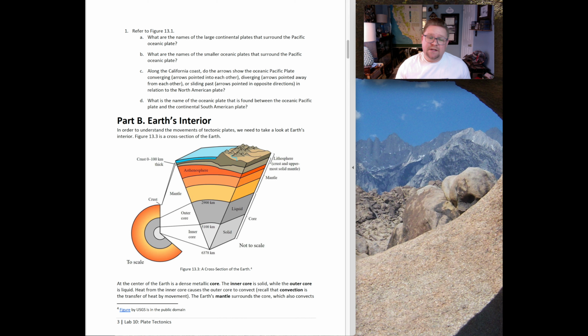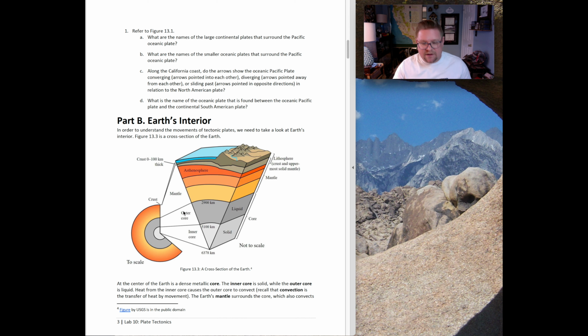Now, Part B is called Earth's Interior. So now what we're looking at is, from above, what's underneath. It says here, in order to understand the movement of tectonic plates, we need to take a look at the Earth's interior. Figure 13.3 is a cross-section of the Earth. Note, it's not to scale, but we're able to observe all of these different layers.